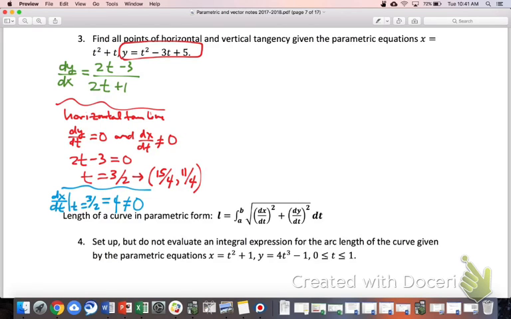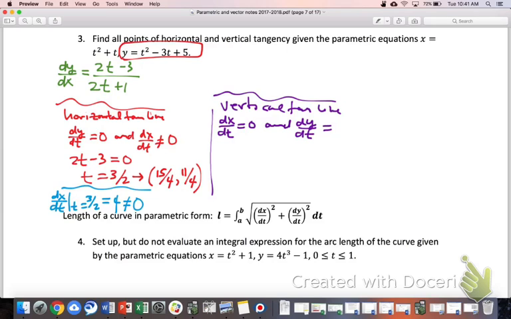Okay. So then for vertical tangent lines, I'm sure you can guess how this is going to go. For a vertical tangent line, what we're looking for is where dx dt equals 0 and dy dt doesn't equal 0. So a good way to start this would be to set the denominator, which is 2t plus 1, equal to 0. Of course, that gives us t equals negative 1/2. And we know from before that dy dt is not going to equal 0 there.